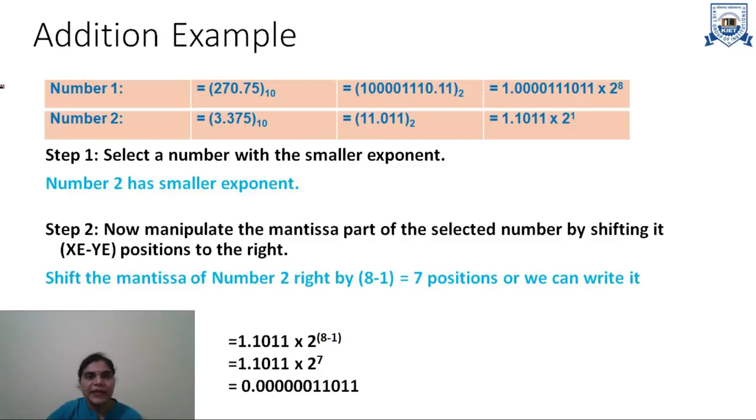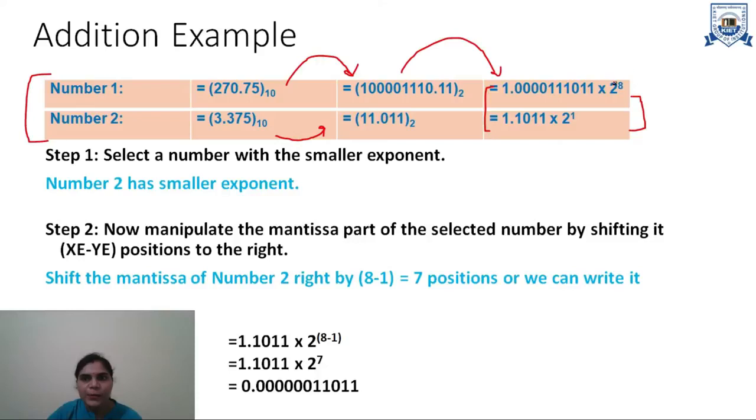Now we will take an addition example. Here two numbers are given. One is 270.75 in decimal and the second is 3.375 in decimal. The corresponding binary representations of both numbers are given, and these numbers will be represented in floating point representation. Both the numbers are in normalized form. Now we will select the number with the smaller exponent.